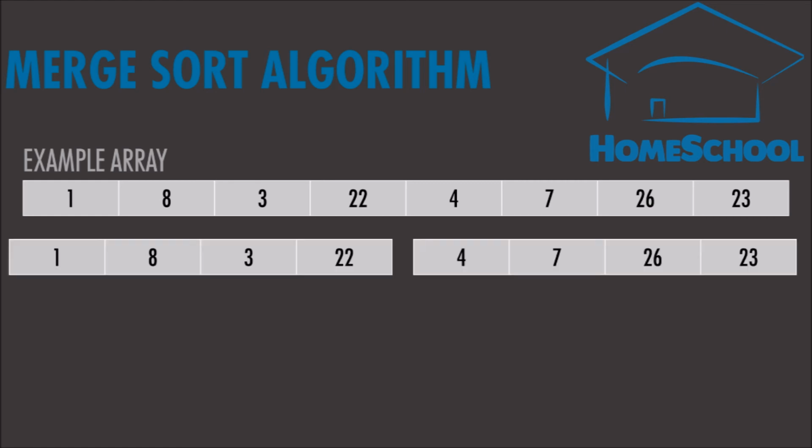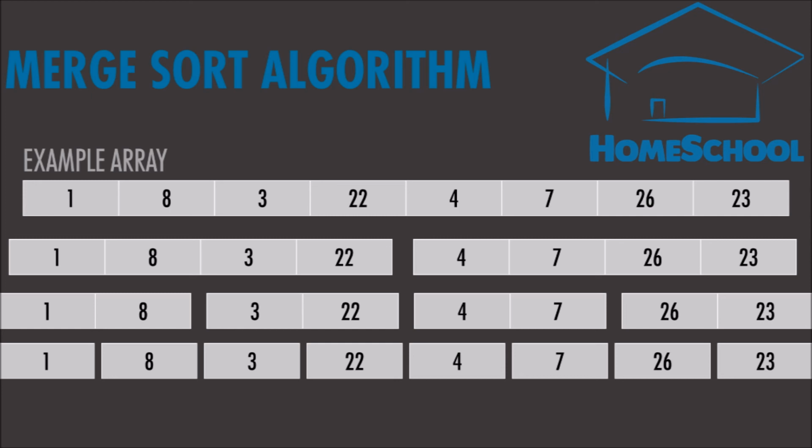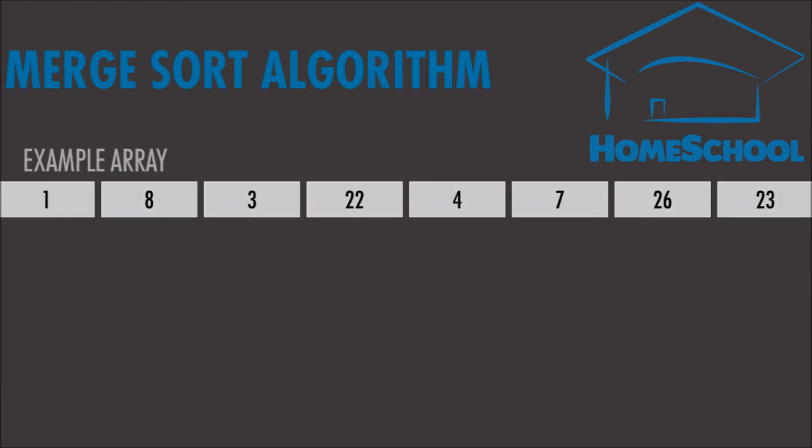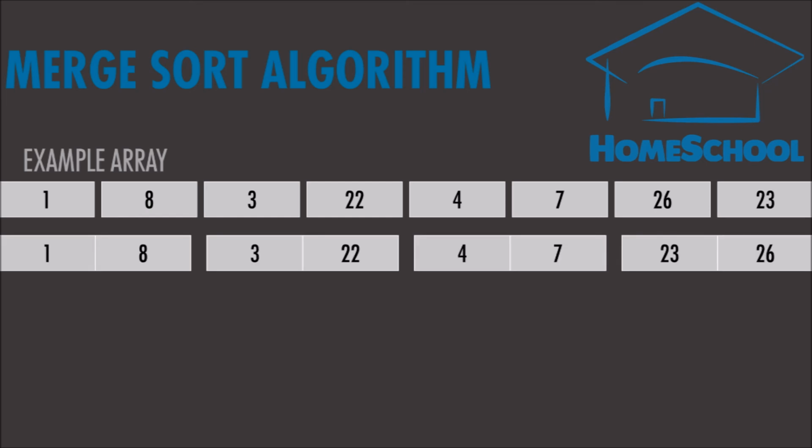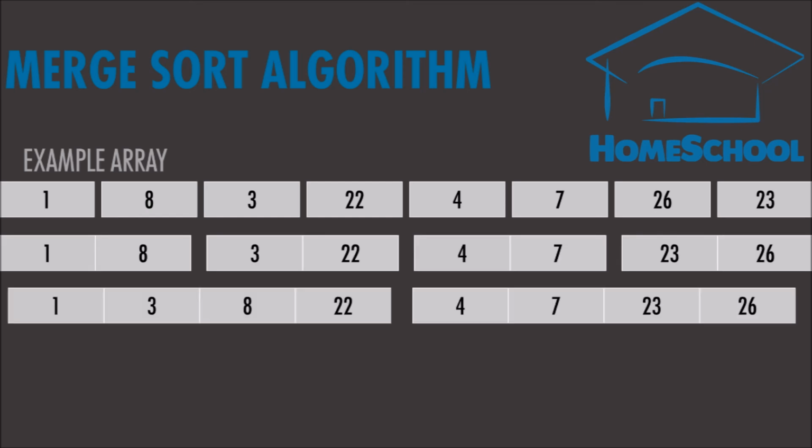So we split the array down into halves until we are left with the single elements. We then sort into ascending order in gradually increasing groups, and finally combine them back into an array which is sorted in ascending order.